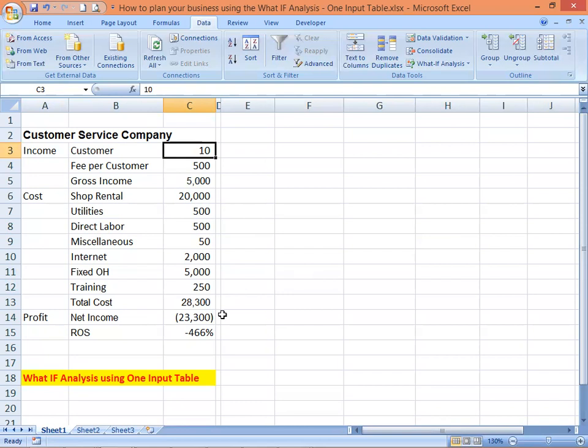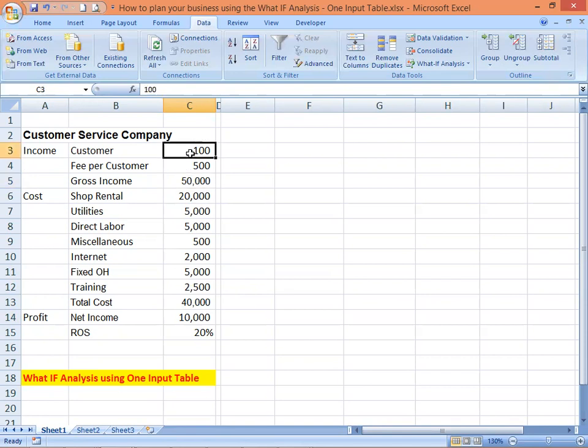Let's find out if you are serving 50 customers. Still a negative result. Let's say you serve 100 customers. Now the net income is a positive number. This is how you analyze your small business by doing this exercise. So that means the more customers served, the more money you're going to earn, and the gross income will be bigger compared to the cost. Then you will have a result of positive net income.